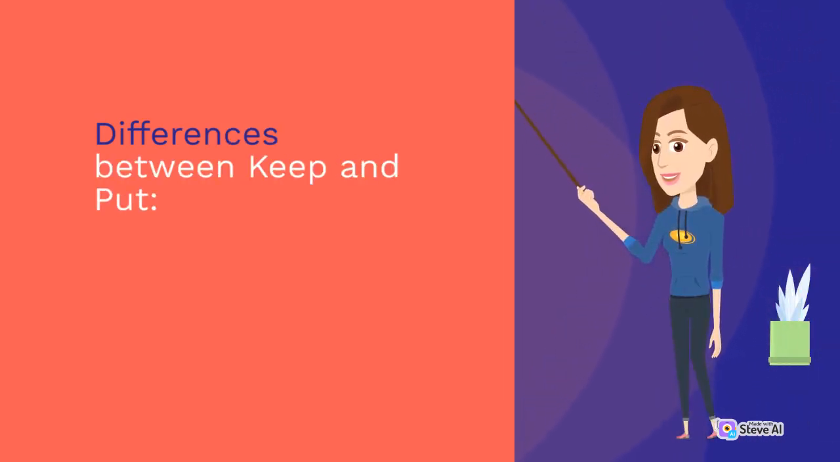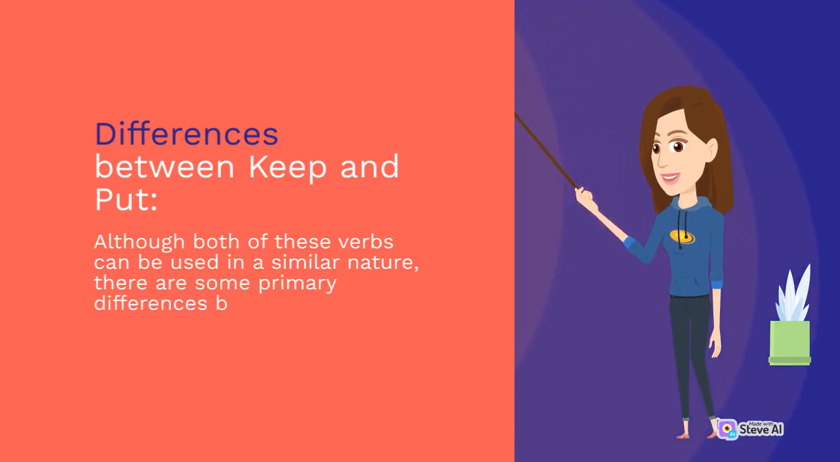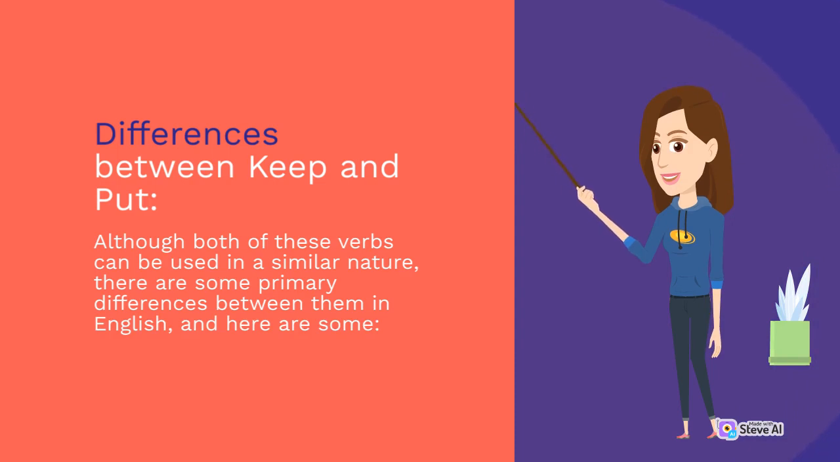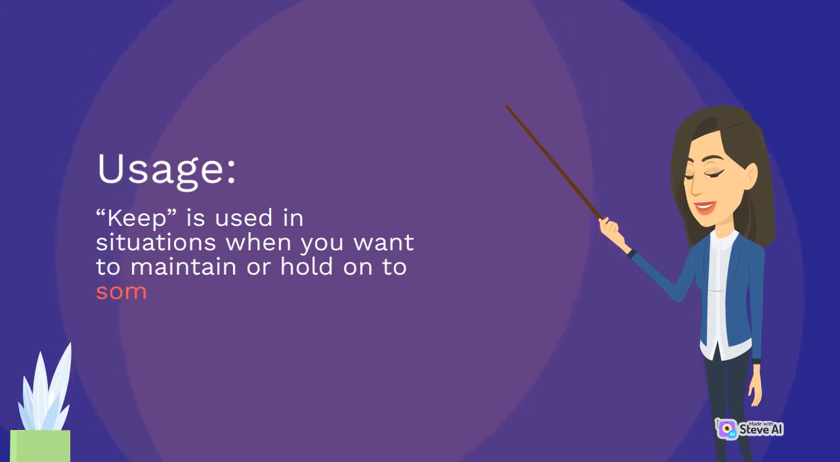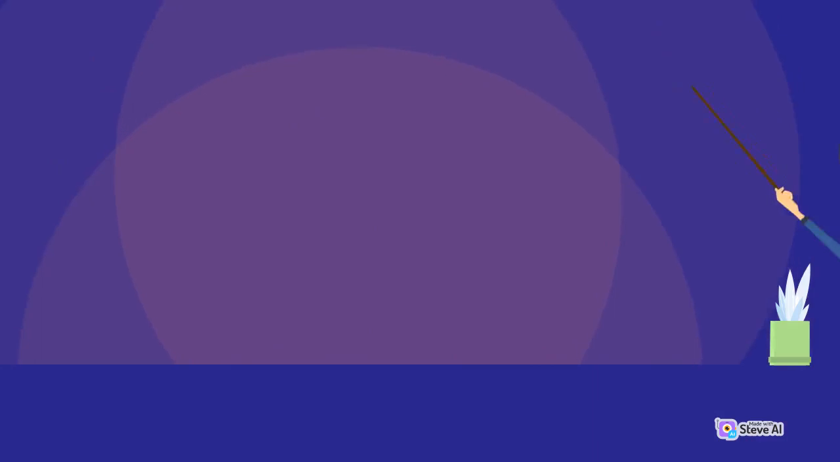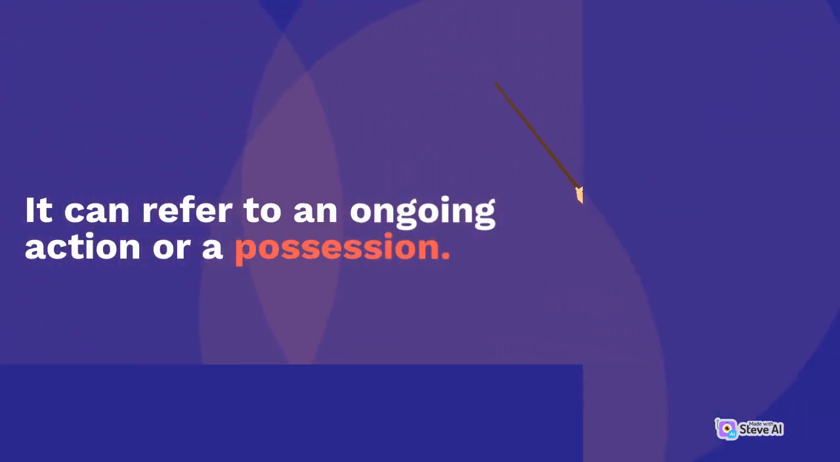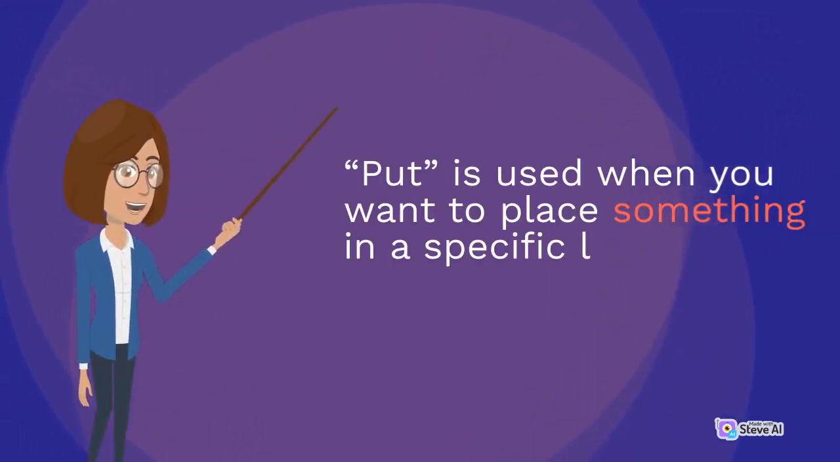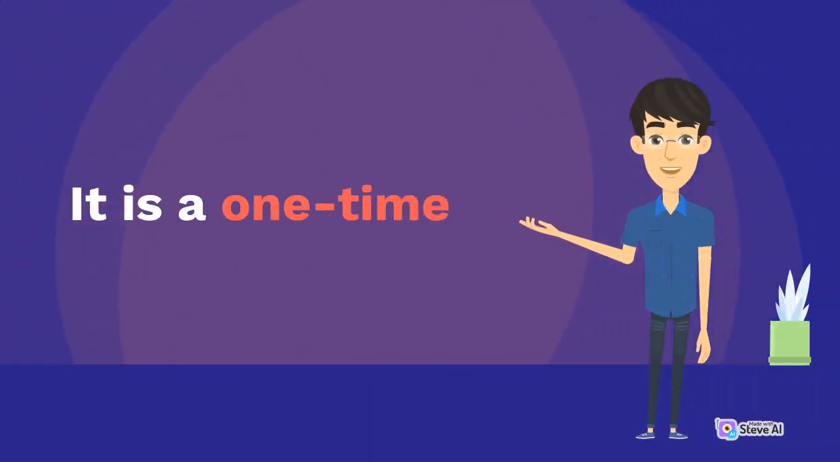Differences between keep and put. Although both of these verbs can be used in a similar nature, there are some primary differences between them in English, and here are some. Usage. Keep is used in situations when you want to maintain or hold on to something or someone. It can refer to an ongoing action or a possession. Put is used when you want to place something in a specific location or reference. It is a one-time action.